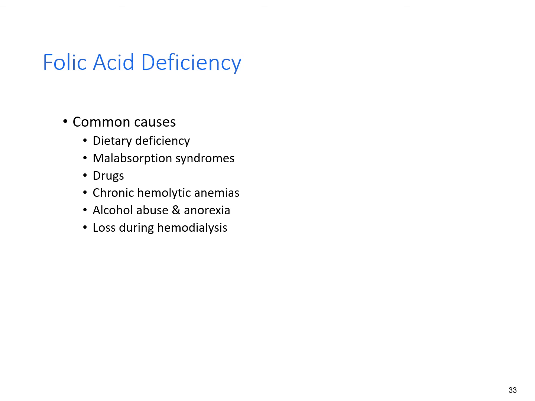So your common causes for folic acid deficiency are things like dietary deficiency, malabsorption syndromes, and medications. Here, specifically for folic acid deficiency, those meds include things like methotrexate and any anti-seizure medications, so things like Dilantin could be a problem for us. Also if the patient has chronic hemolytic anemias, alcohol abuse and anorexia, and the same things we talked about earlier under loss during hemodialysis, that could also be a factor here.